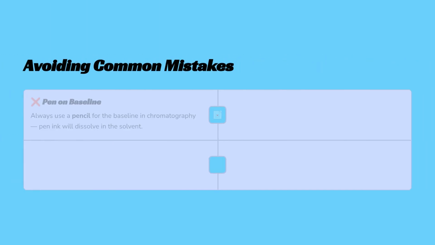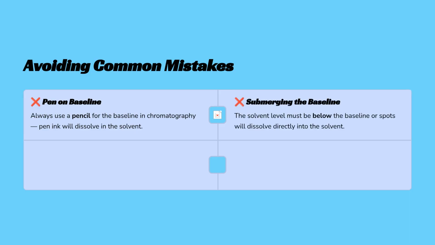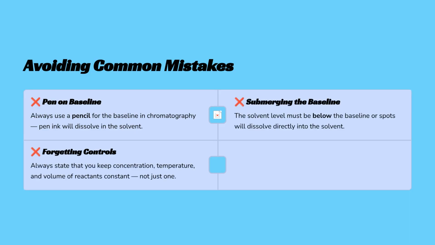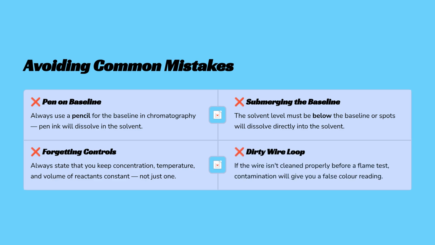Avoid common mistakes, such as using a pen on the chromatography baseline or submerging the baseline in solvent. Always state multiple control variables and ensure the wire loop is clean before a flame test to prevent contamination. We have now reached the final chapter, summary and recap. This section brings together everything you need to know for your exam.